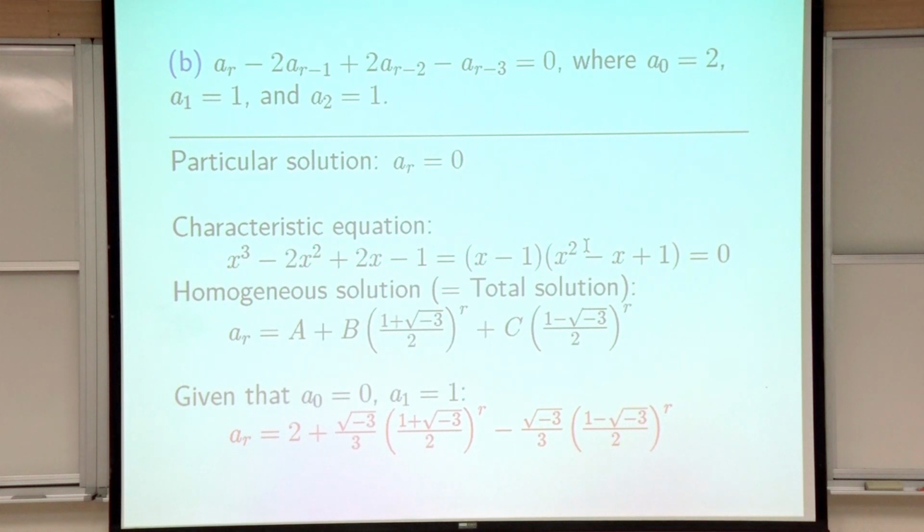And for the next question, it's also similar. First, we get a particular solution equal to 0, and we get a characteristic equation, and get a homogeneous solution, which is also equal to the total solution because the particular solution is 0. And then we put a_0 equal to 0, a_1 equal to 1 here. Sorry, typo. I should check my answer again, but a_0 is 2, a_1 is 1, and a_2 is 1. We put it in and get the final solution.